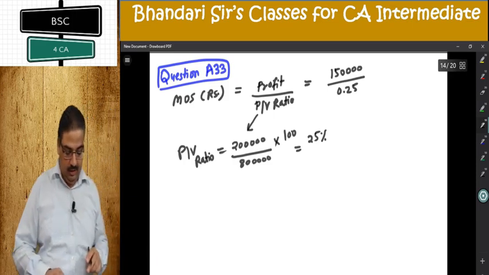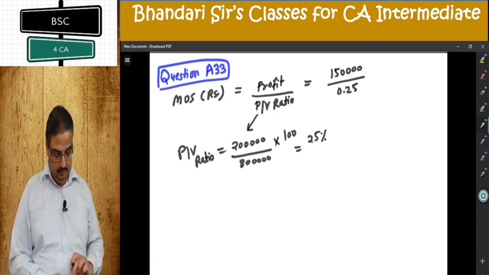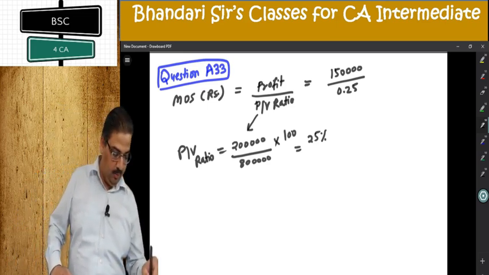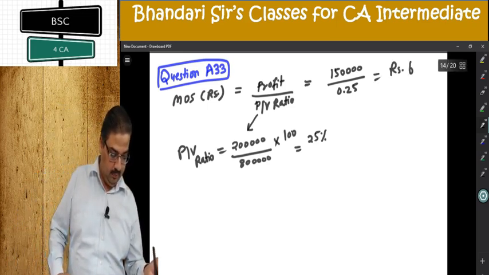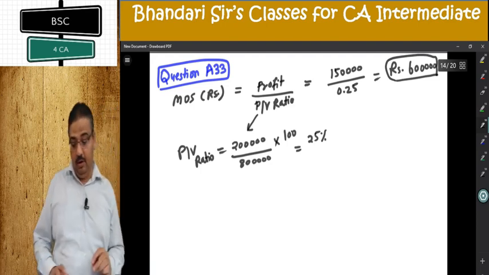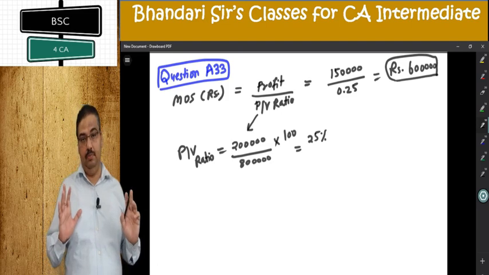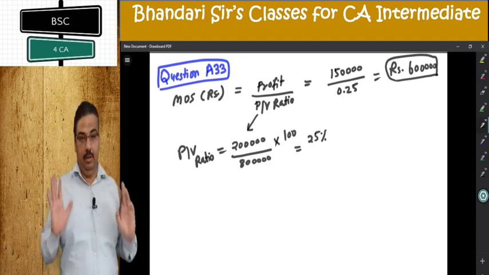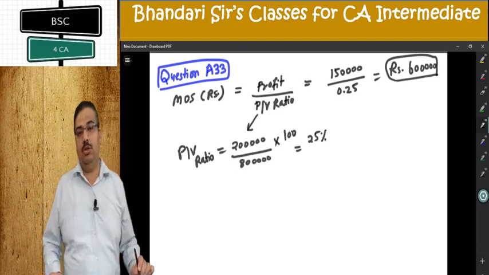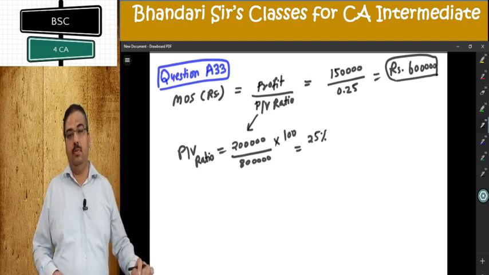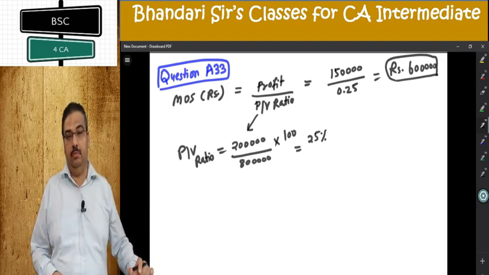So 1,50,000 divided by 0.25. I get rupees 6 lakh. Nothing difficult, simple application of a formula required in the question. This was A33. The next question is A34. It's a little bigger question. I'll call it a question of 6 to 8 marks in the exam.